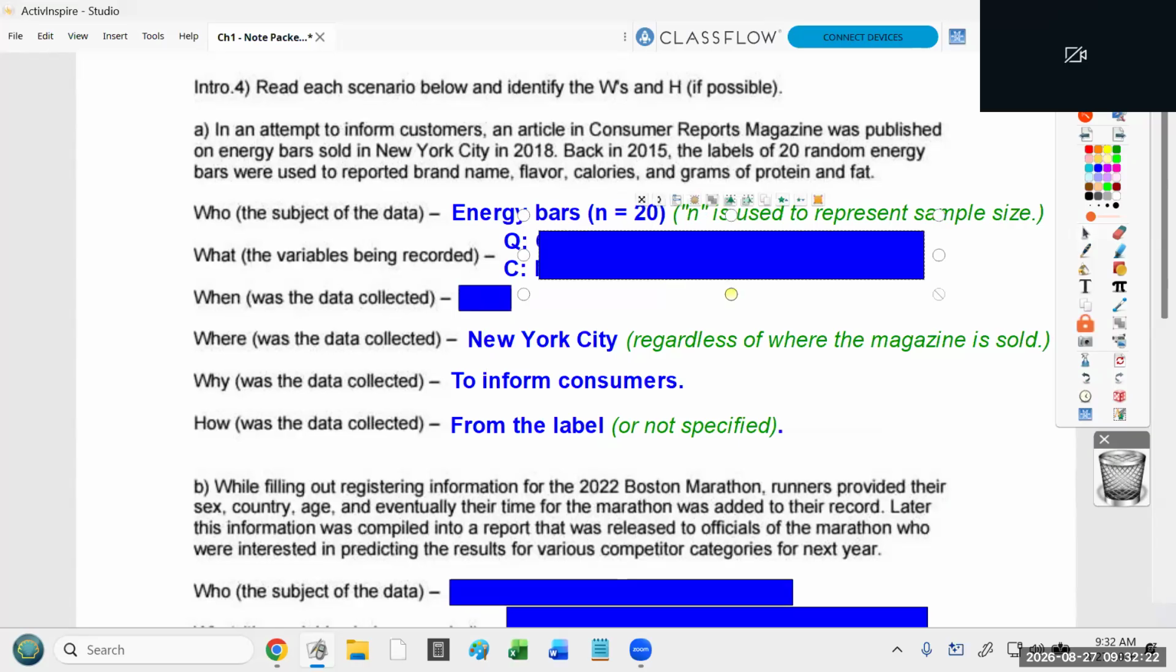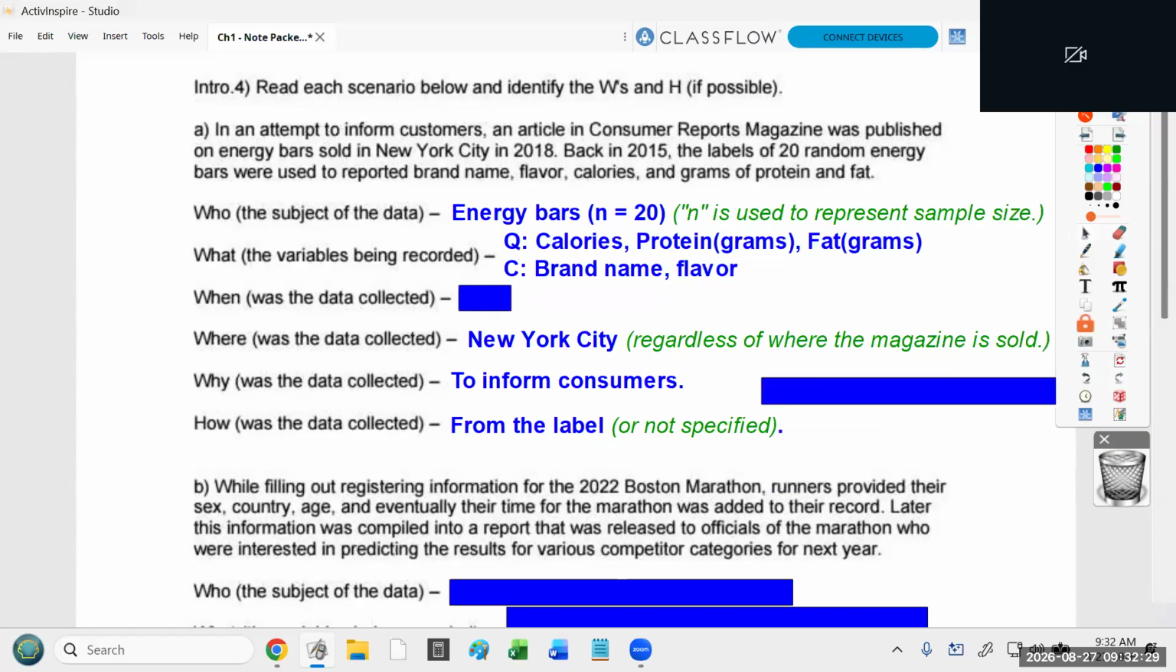Okay, for categorical, we've got brand name and flavor. For quantitative, if you can provide units, do it. Okay, they said protein and fat was measured in grams, so I provided those units. Calories, if anyone isn't already aware, is its own unit, so you don't need to put a unit attached to that.